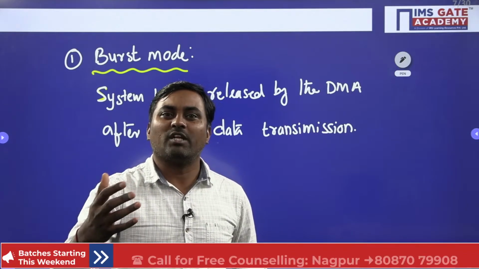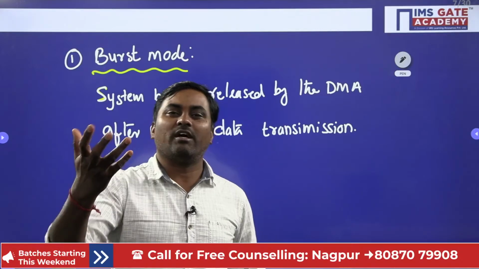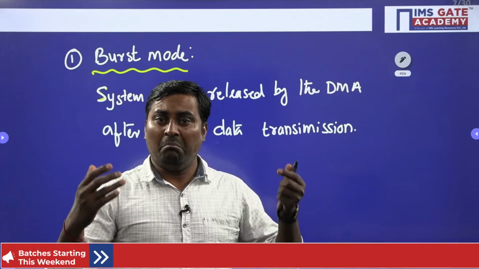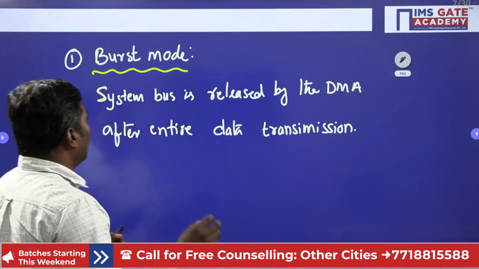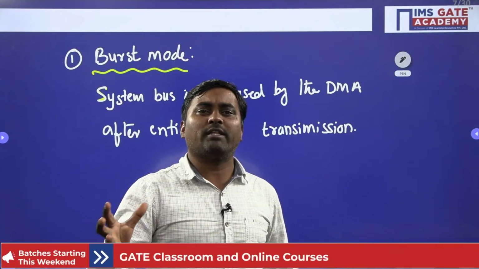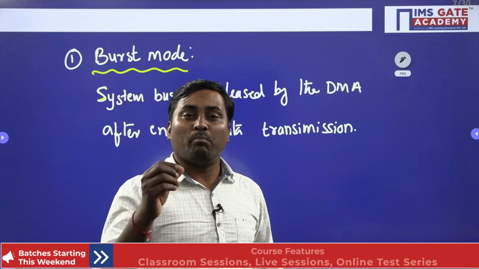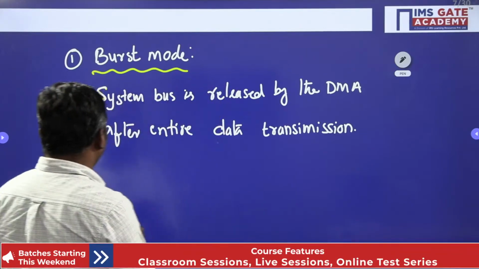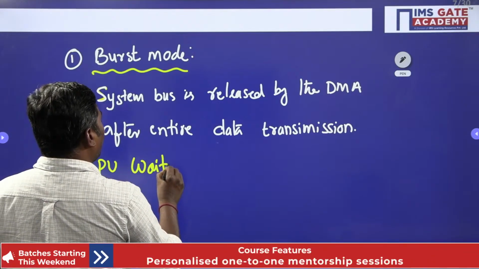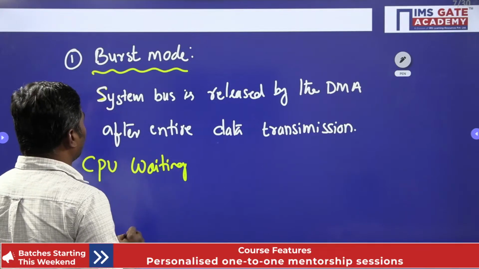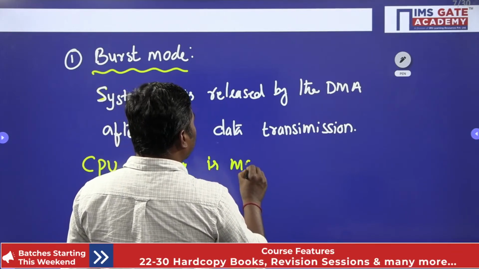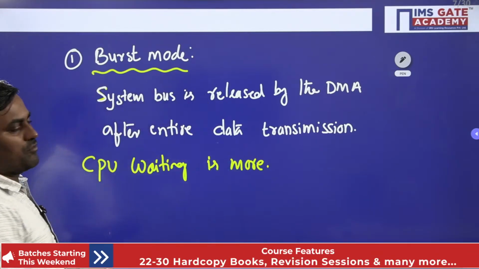Now whenever the processor requires the system bus for fetching another instruction or storing the results into memory, it is going to be blocked. So in this mode, for a longer period of time the system bus is held by the DMA controller, hence the processor waiting time is more. So you can mark this important line, all my dear students: the CPU waiting time is more under burst mode.